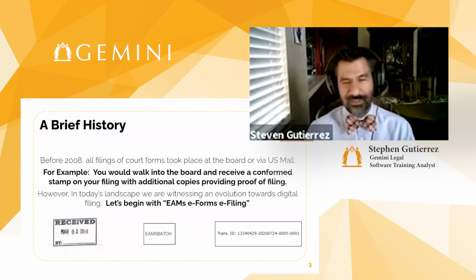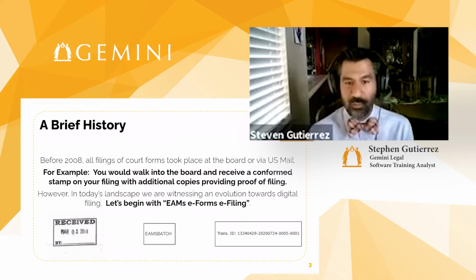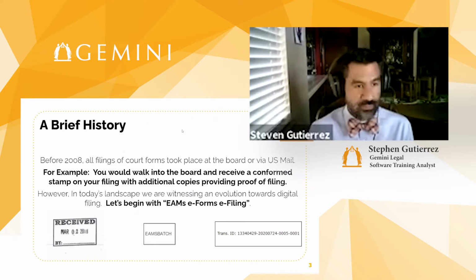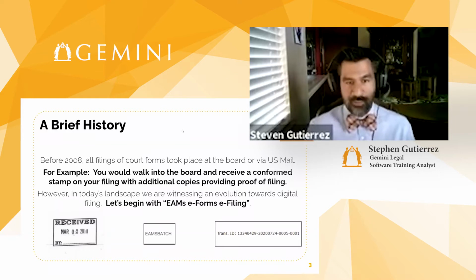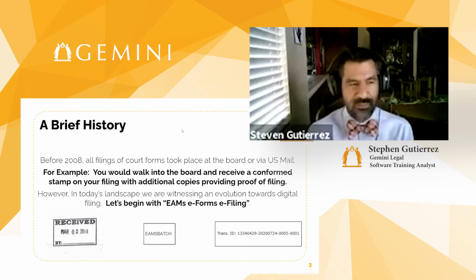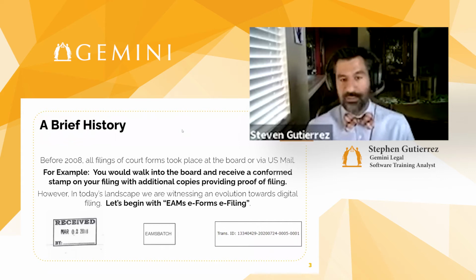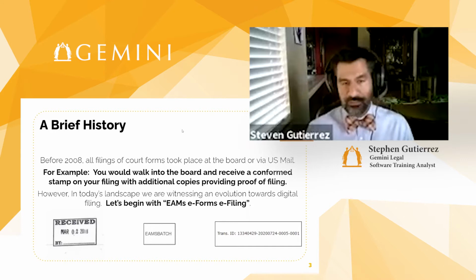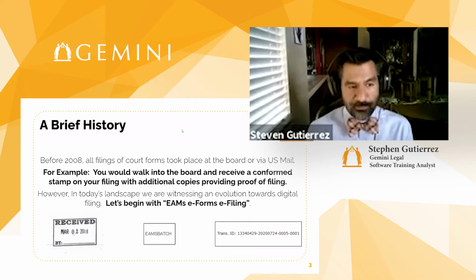Before 2008, all filings of court forms took place at the board or via U.S. mail. This is something that, unfortunately, we all know came to an abrupt pause in March. For example, you would walk into the board and receive a conformed stamp on your filing with additional copies providing proof of your filing. These were the ones that you would take back to your office and then send out to the members of the case with that conformed copy.